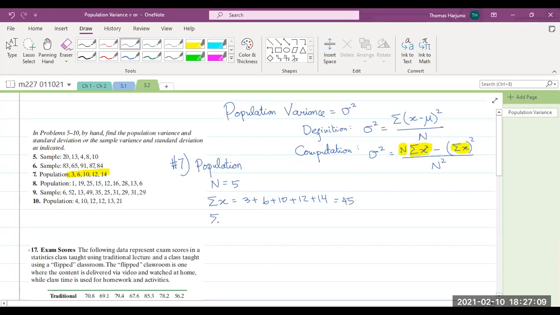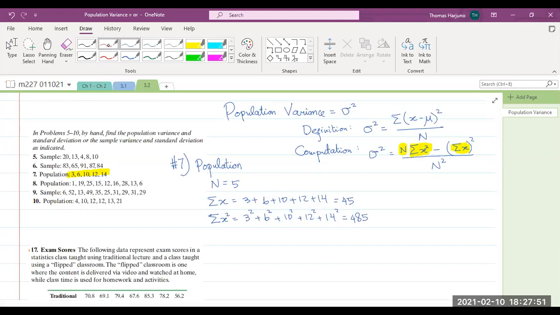Now, the sum of X squared is each of those data being squared first, and then you add them. So this notation, the sum of X squared, means for each data, you square first, then you add them. I get 485.